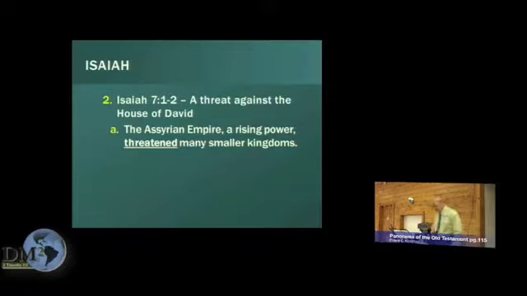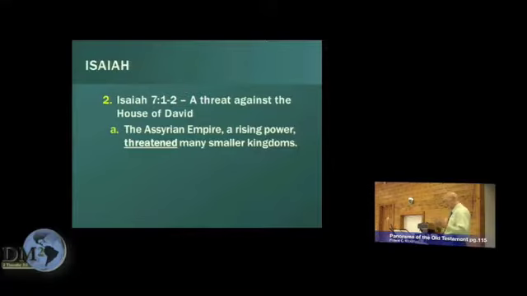It says now, verse 1, it came about in the days of Ahaz, the son of Jotham, the son of Uzziah, king of Judah, that Rezin, the king of Aram, and Pekah, the son of Remaliah, king of Israel, went up to Jerusalem to wage war against it, but could not conquer it. When it was reported to the house of David, saying, the Arameans have camped in Ephraim, his heart and the heart of his people shook as the trees of the forest shake with the wind.